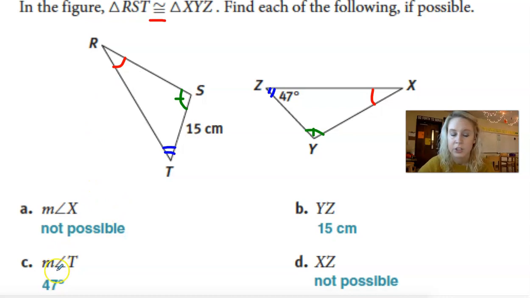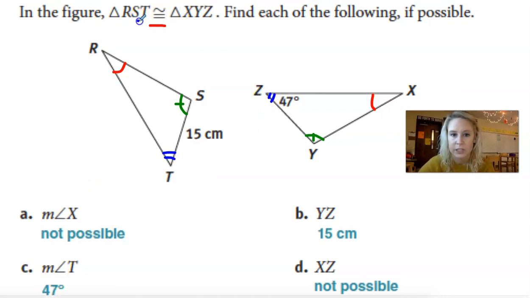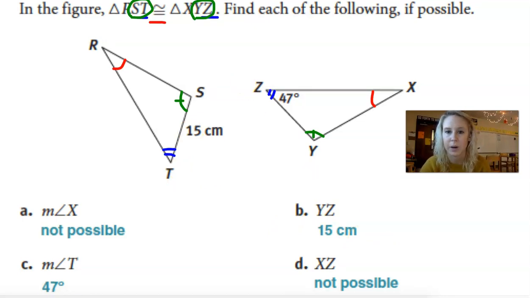Okay. Measure of angle T is going to be 47, so T was the first letter, last letter, sorry, Z was the last letter, and since Z was 47, then I also know T has to be 47. Okay. So you can kind of draw some angle markings and color code to help you out to find your congruent angles. All right, the WYZ. YZ was the last two letters. Last two letters over here are ST, and since I know ST is 15, then I know that YZ also has to be 15. And then last but not least, XZ was not possible.